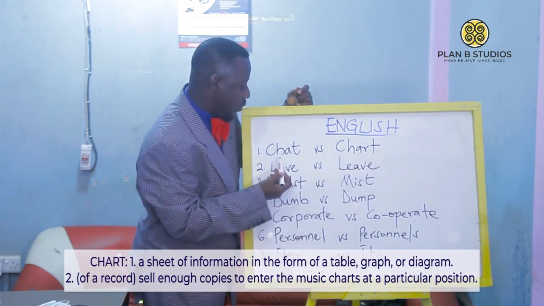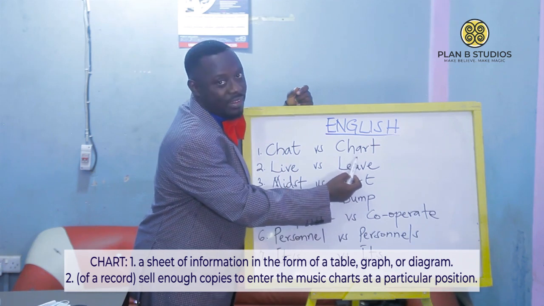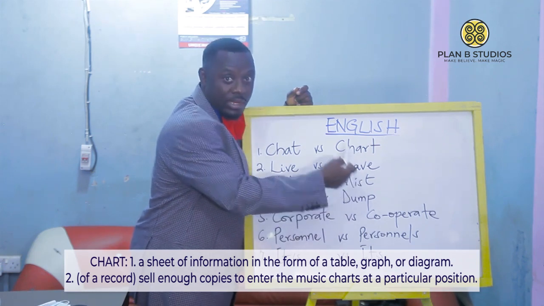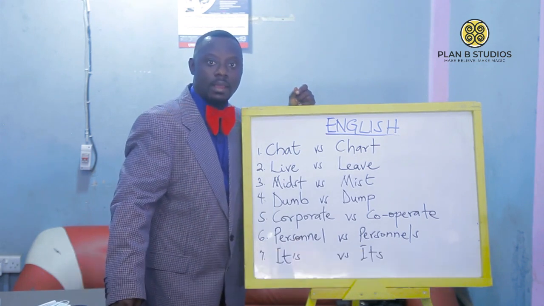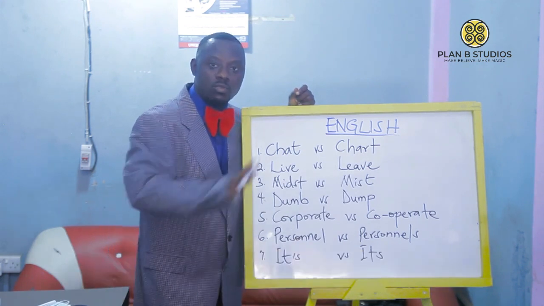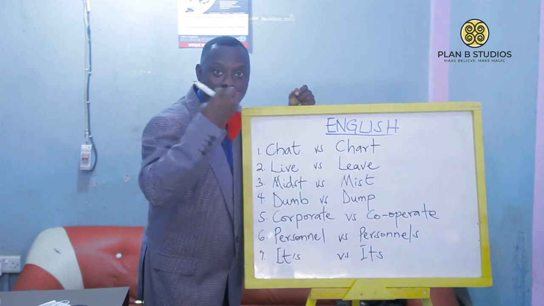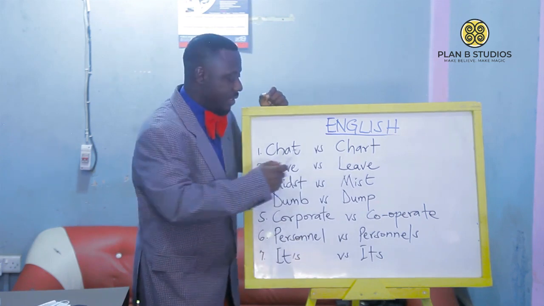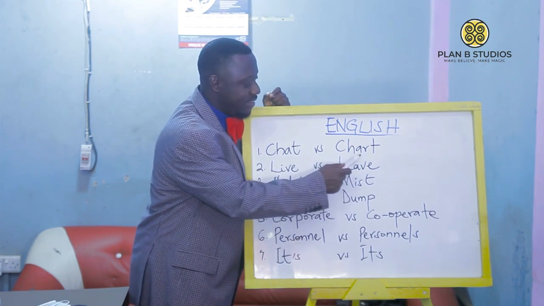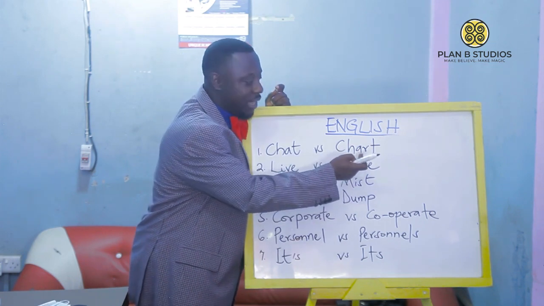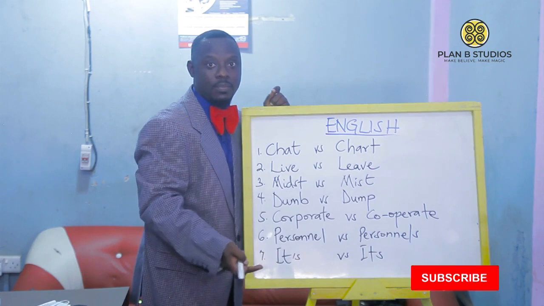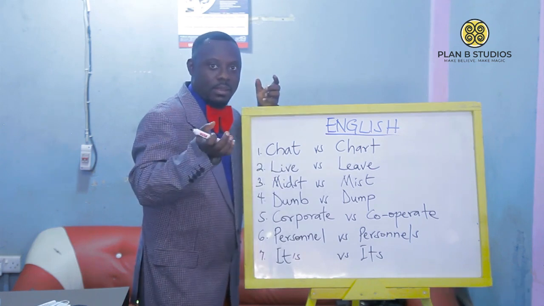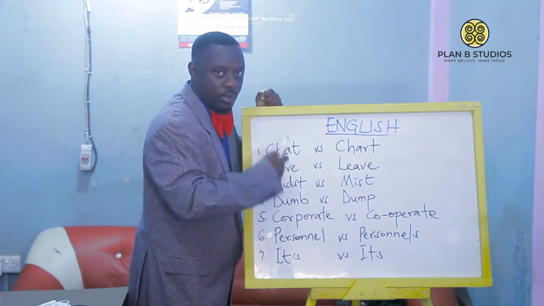So if you want to write this chart, don't come and write this chat, like "please, why don't you chat me?" How can I chart you like this? It's wrong. If you want to talk to somebody, maybe you say, "Lawyer, chat me small," then don't write this chart. Because if I see this one, I don't know how I'm going to chart you. But if you write this chat, then I know we are chatting. So this one is a hot conversation.